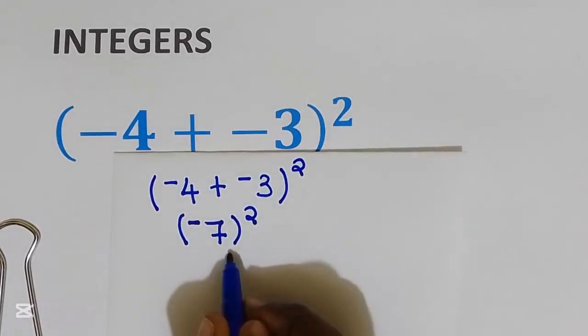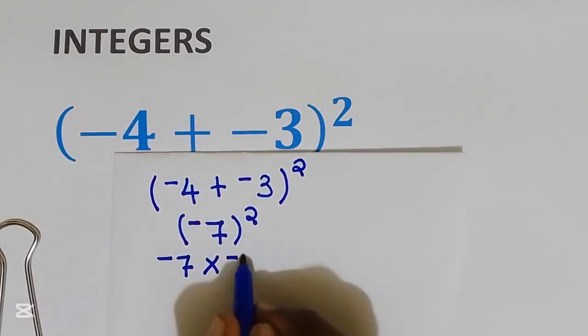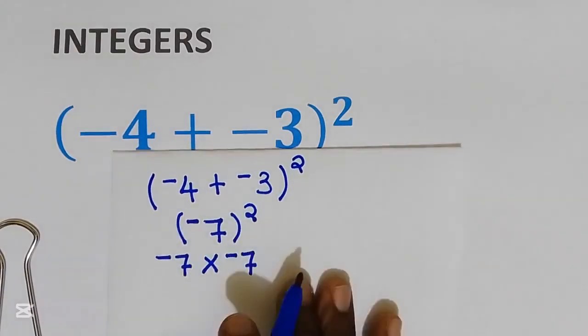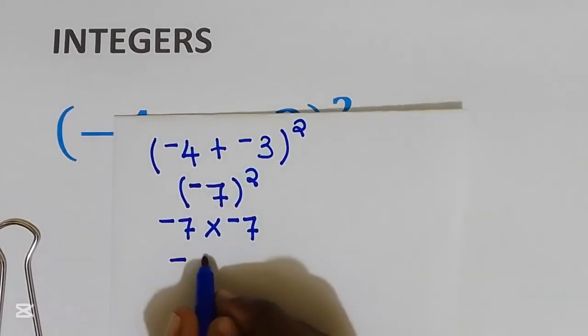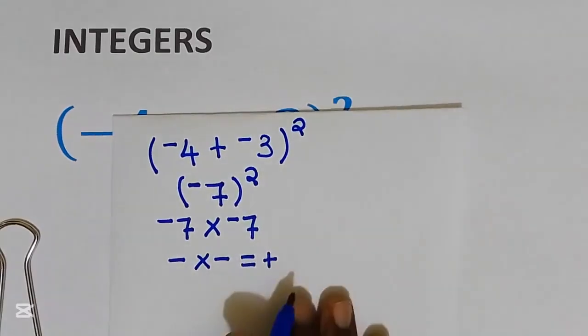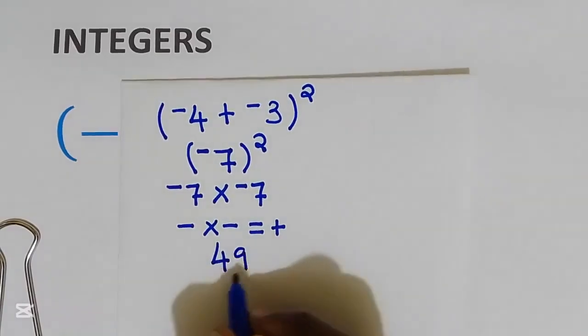This means that -7 multiplied by -7. That is the meaning of -7 squared. And we know that negative multiplied by negative, we get an answer equal to positive. So our answer is going to be 49.